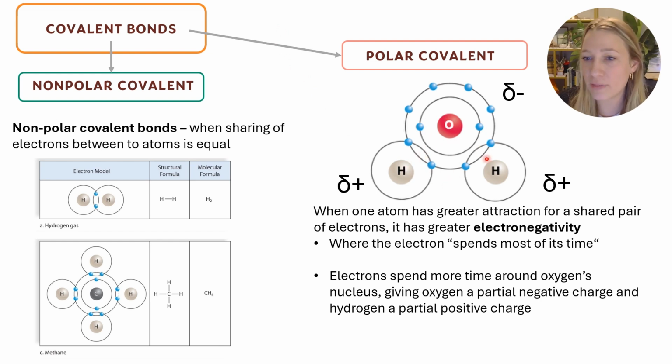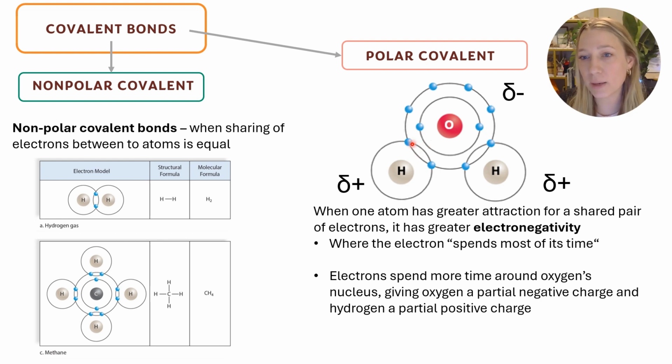Here you can see that this is not as evenly distributed as the H2 or CH4 examples that we gave for non-polar covalent. Here, oxygen has more electronegativity and it's pulling the electrons closer to itself. There are more electrons spending more of the time orbiting the nucleus of this oxygen than the hydrogens. So this results in a partial negative charge, depicted here, on this oxygen. There are fewer electrons orbiting around these hydrogens, which causes them to have a partial positive charge.